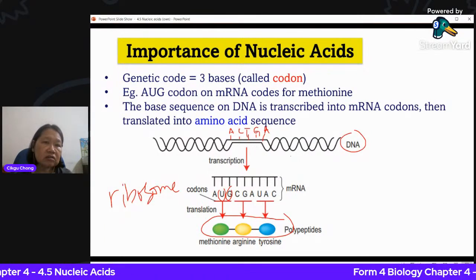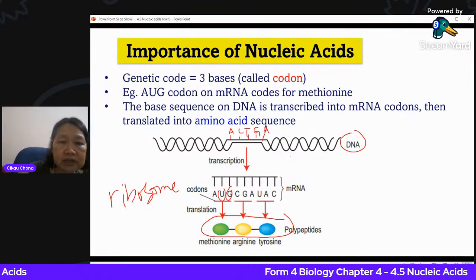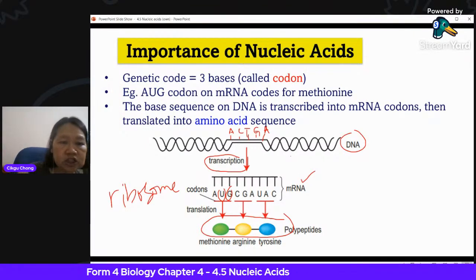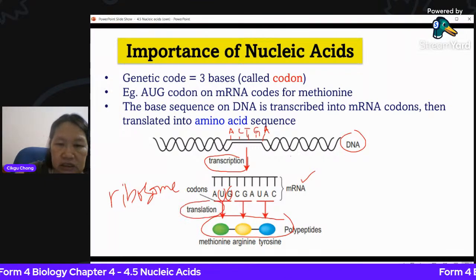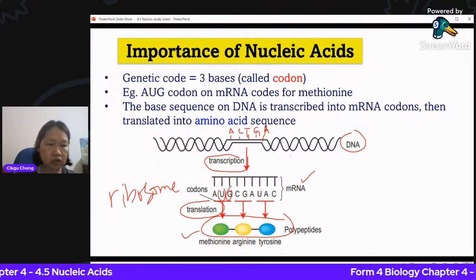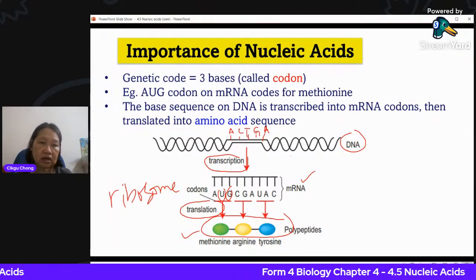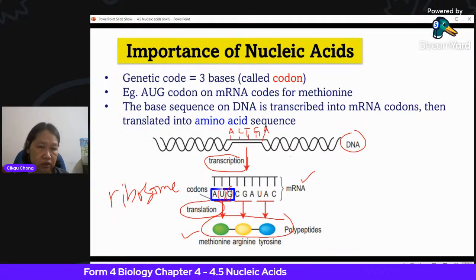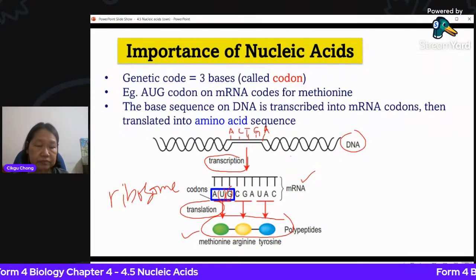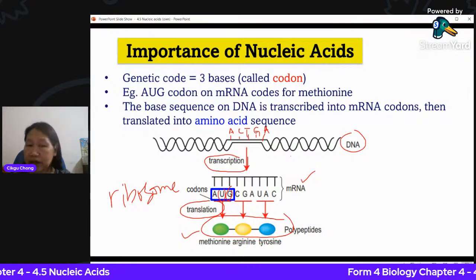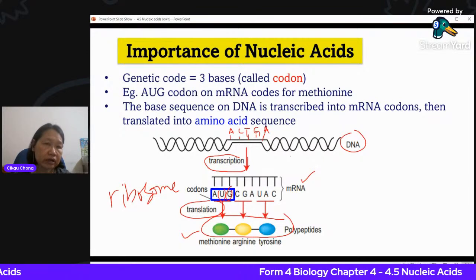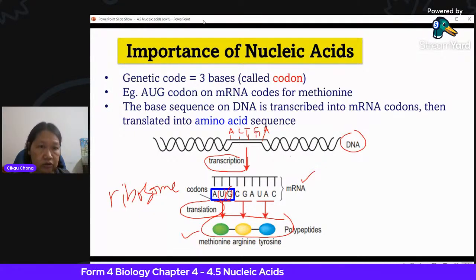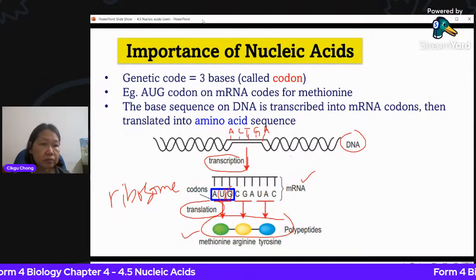The base sequence on DNA is transcribed, is copied, right? It's copied onto your mRNA. Transcribed is copied, and then it's translated into these amino acids: methionine, arginine, tyrosine, to make your protein. Okay, so this is what you see in your textbook, this part here. Because if I don't explain this, quite unlikely you will understand. You will not understand what it's talking about. So I'm just trying to make it clear to you what you're supposed to learn.